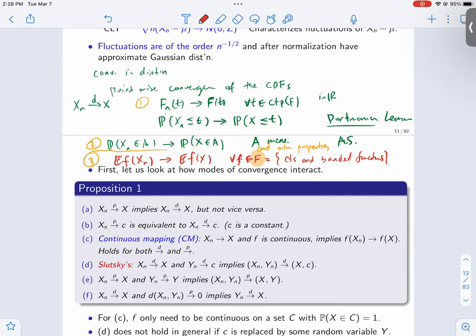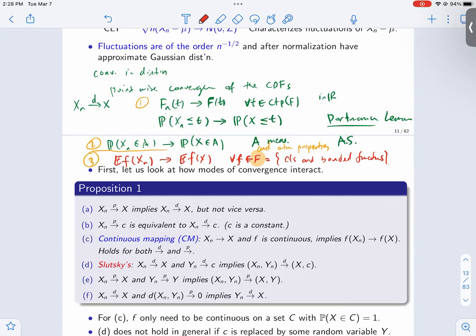If you're interested, you can look at Asymptotic Statistics by Van der Vaart. He goes into details, and Keener also has some versions of this proven. The first property is that convergence in probability implies convergence in distribution, but not vice versa. Convergence in distribution is weaker. Convergence to a constant in probability, however, is equivalent to convergence to a constant in distribution. So if the limit is a constant, they're equivalent. If the limit is a random variable, they're not. By the way, convergence in distribution really talks about the distribution of these variables. There's no need for them to be linked probabilistically.